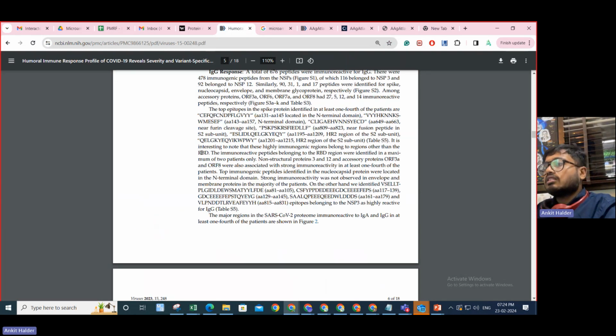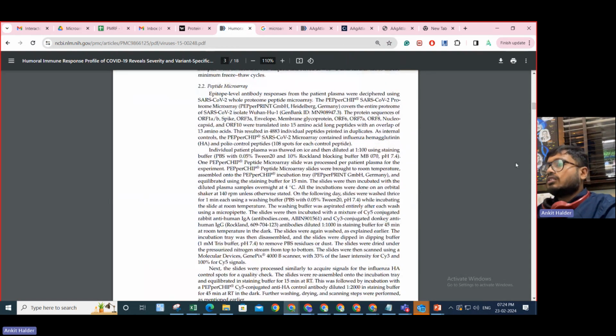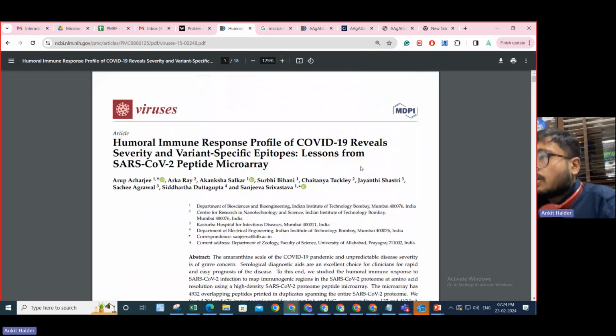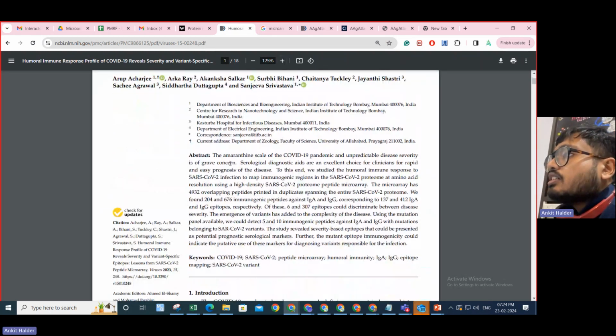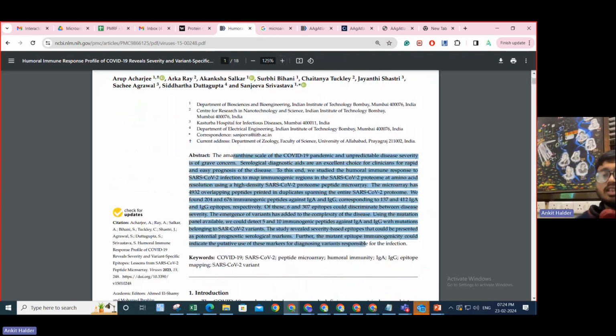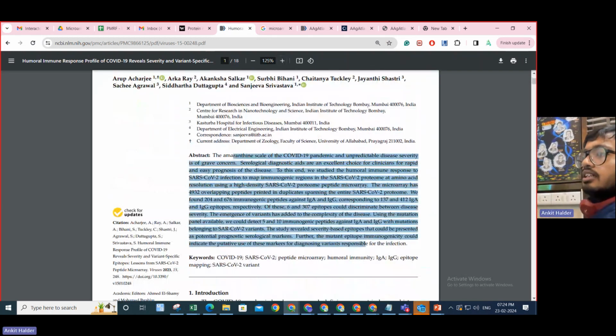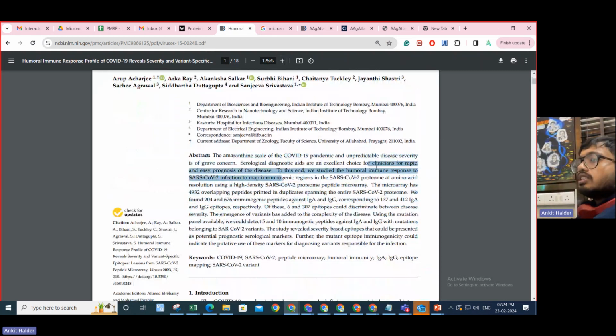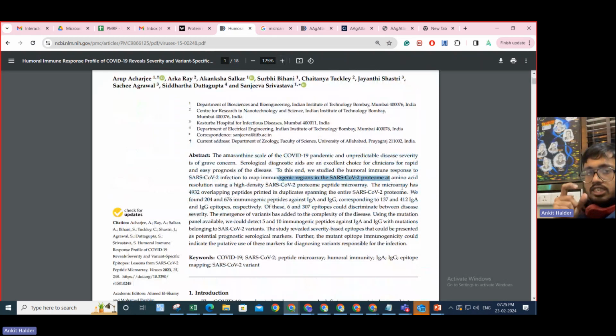Yeah, so let us look into the paper, right? So this is the abstract, where you can see the serological diagnostic aids. The authors have studied the humoral human response of SARS-CoV-2 infection to map the immunogenic regions in the SARS-CoV-2 proteome.